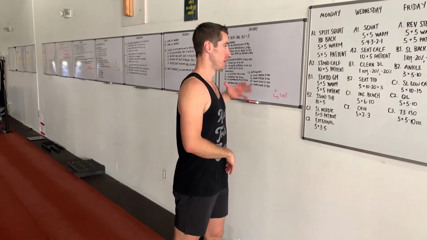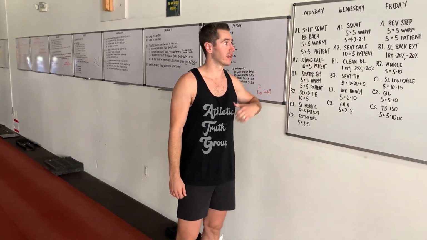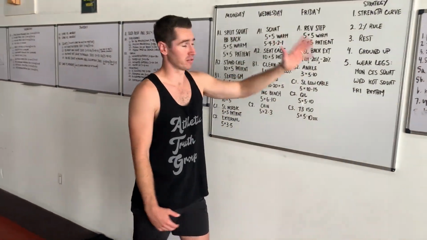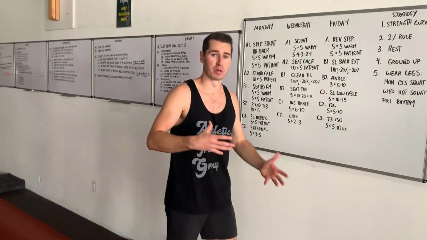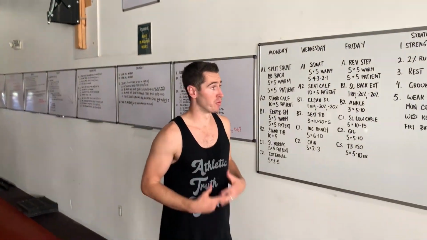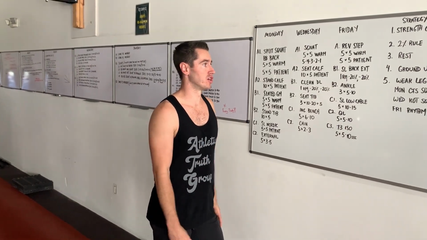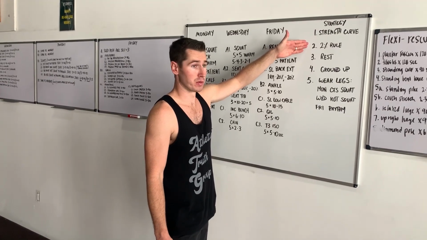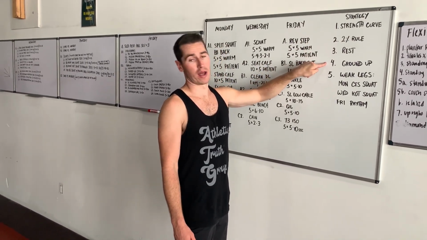So our strategy is to train really hard, take a day off, train really hard, take a day off, train really hard, take 2 days off. It still gives you a chance, if you're like me and actively pursuing a sprint or jump improvement, you still have the weekend. So I'm doing 1 day where I do a lot of jumping, just 1 day on the weekend. So: strength curve, 2% rule, rest, ground up.